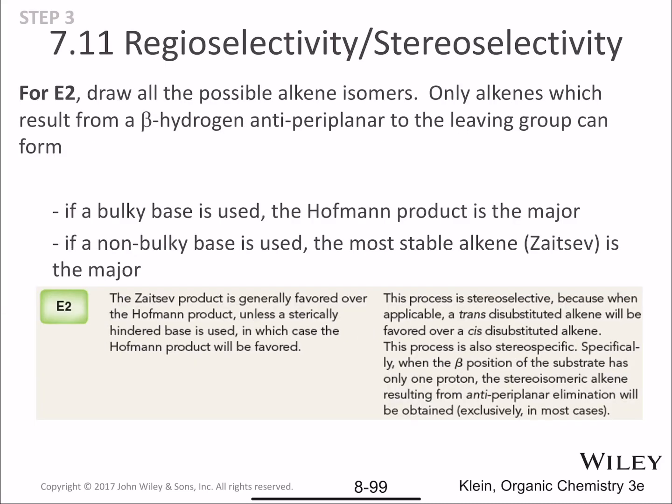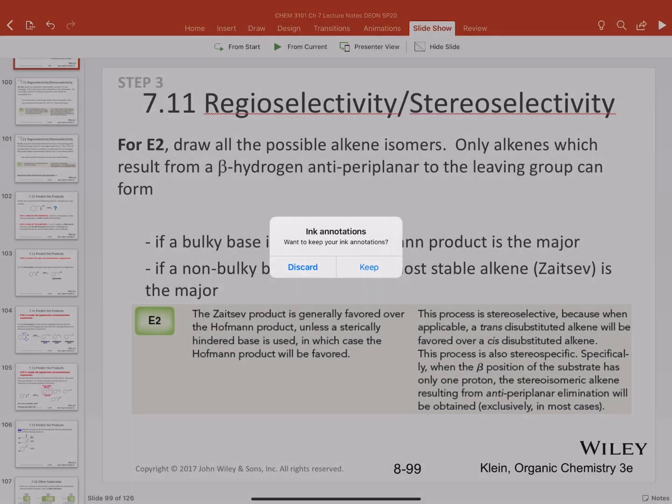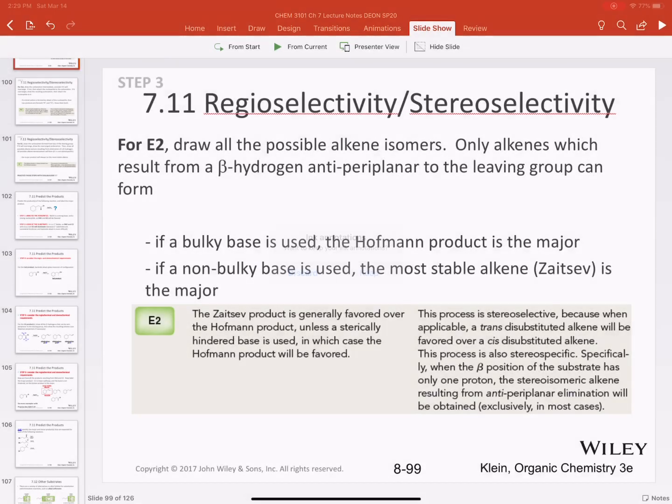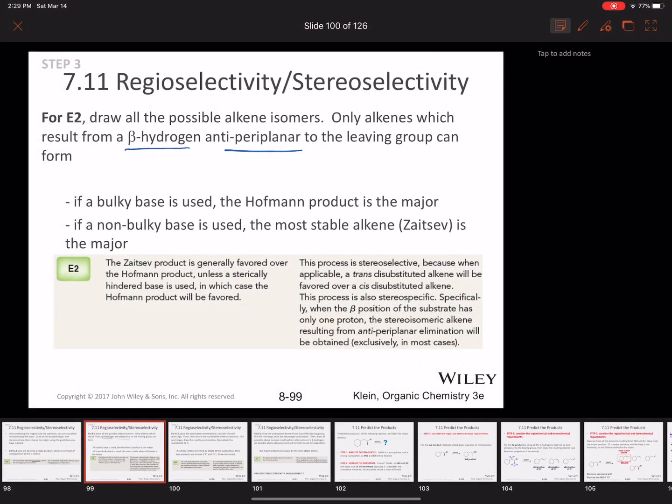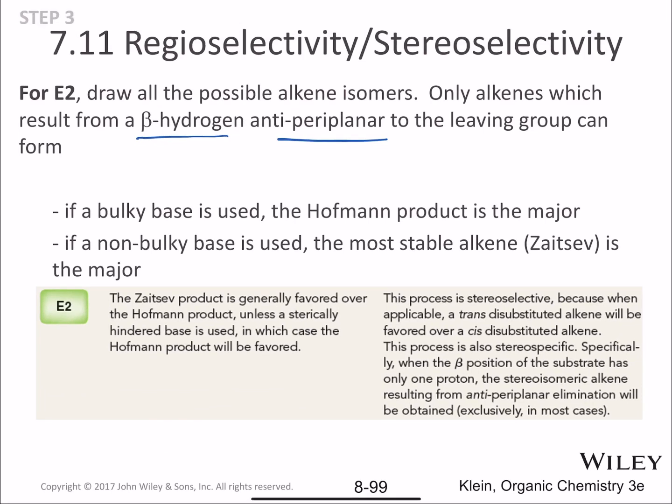For E2 reactions, we're going to draw all the possible alkene isomers because E2 is an elimination reaction that produces alkenes. Only alkenes which result from a beta hydrogen antiperiplanar to the leaving group can form. So if we use a bulky base, a good example of a bulky base would be something like potassium t-butoxide. If I write this out, t-butoxide, like that, then we're going to get the Hofmann product as the major product. If a non-bulky base is used, these would be things like hydroxide, methoxide, ethoxide, then generally speaking, I'm going to produce the Zaitsev alkene as the major product.